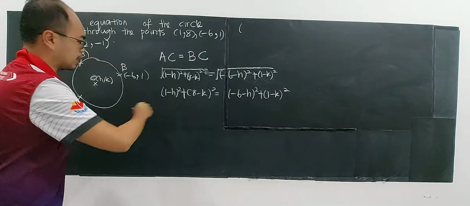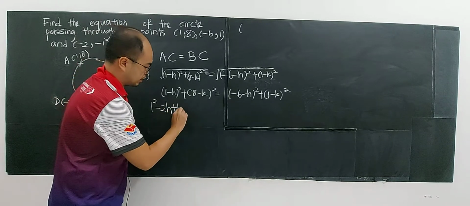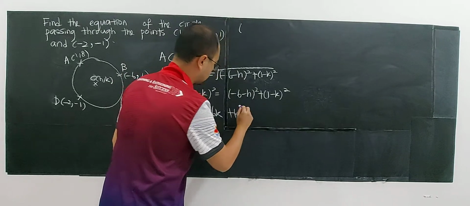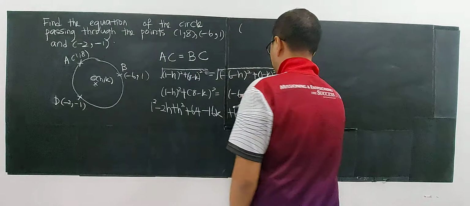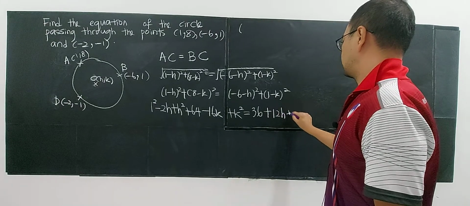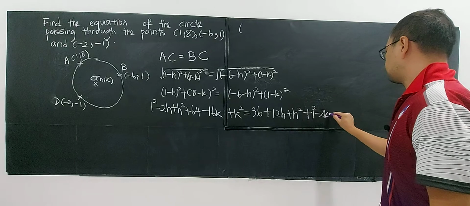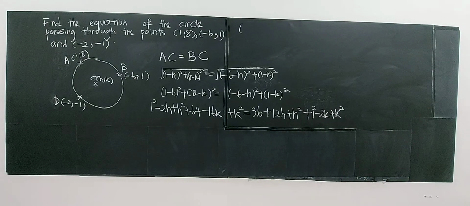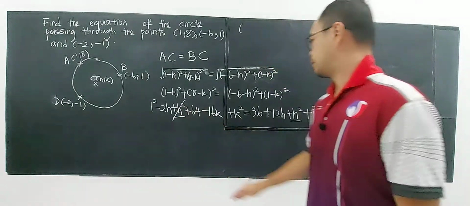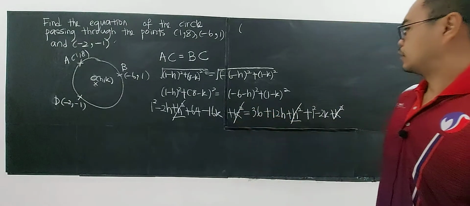So I expand all of this and rearrange. You get 1 squared minus 2h plus h to the power of 2 plus 64 minus 16k plus k to the power of 2. Followed by here, you have 36 plus 12h plus h squared, and expanding this, you will have 1 squared minus 2k plus k to the power of 2. So you rearrange all of this. As you see, h squared minus h squared eliminates, and the same also for k squared on both sides, so they eliminate.